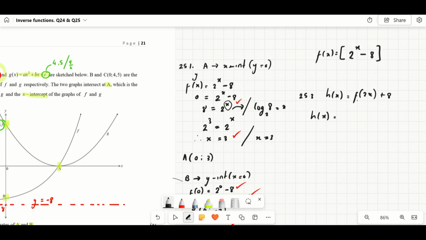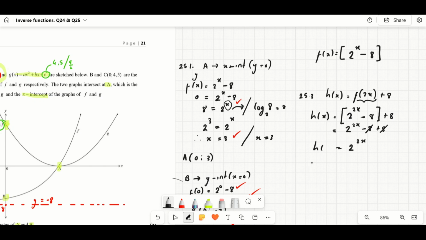So if they want f of 2x, where there is x, you substitute 2x. So that means 2 exponent 2x and then minus 8. That's f of 2x. Then there's a plus 8 outside. So as I simplify this, 2 exponent 2x minus 8 plus 8. Minus 8 plus 8 is going to be a 0. Then we get our 2 exponent 2x.